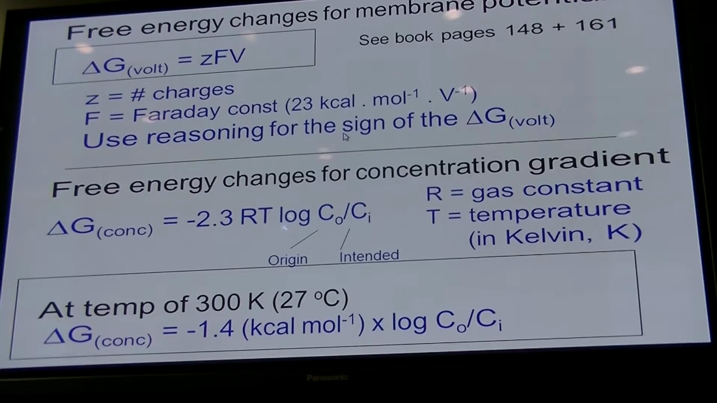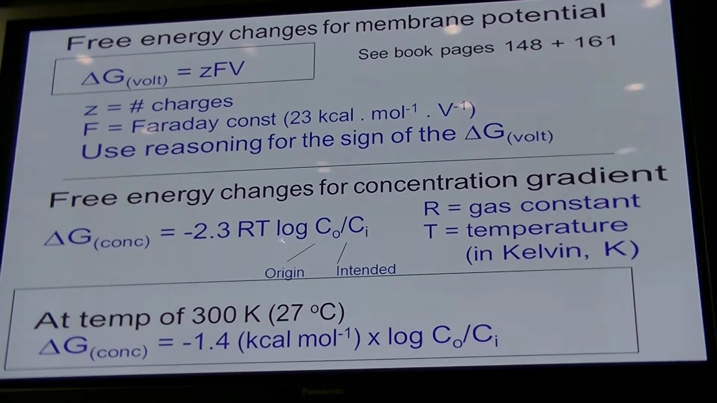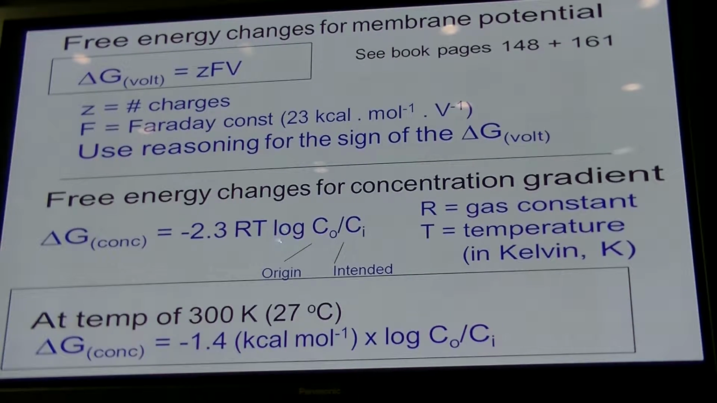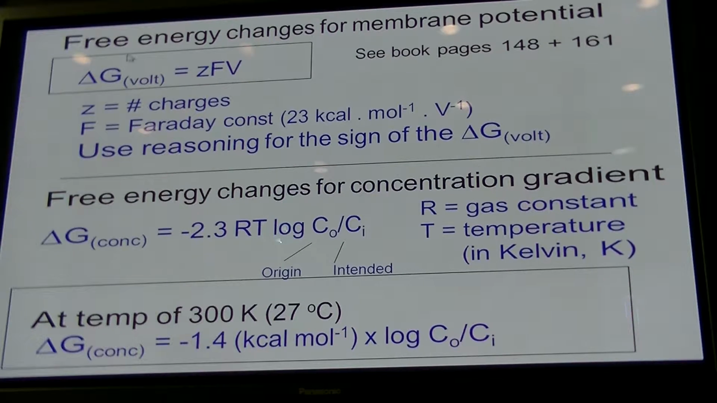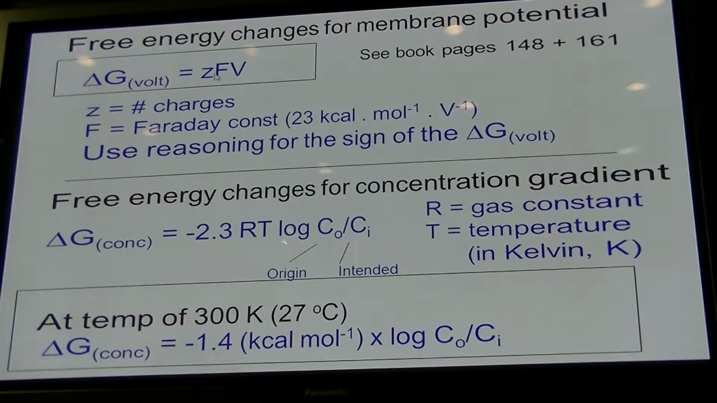Okay, so we can see that there's a change in free energy when there's a movement of an ion, and there's a membrane potential component and a concentration component, and what are those two? So there's some physical chemistry, and it just tells us that for the membrane potential component, the free energy change is the same as this formula.